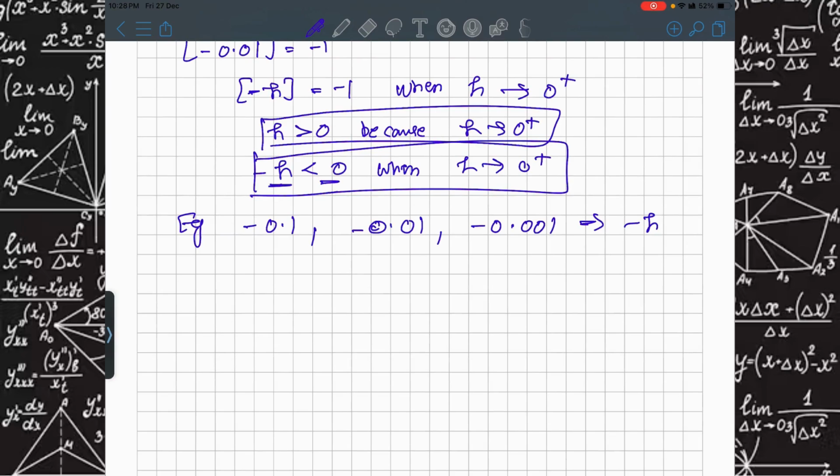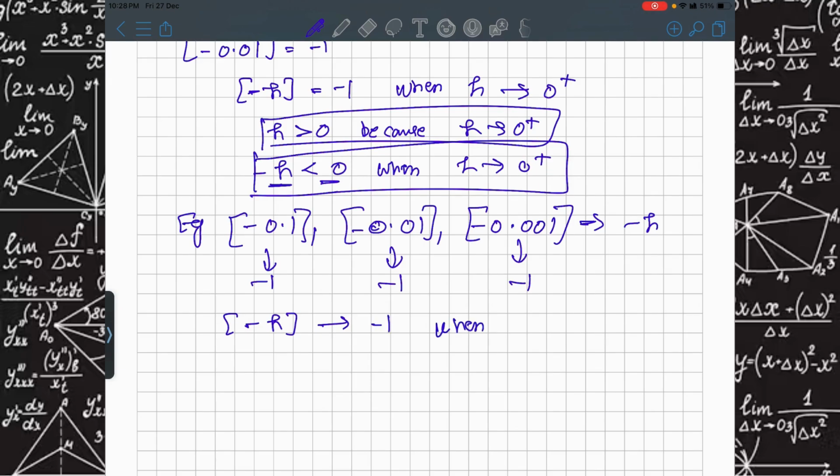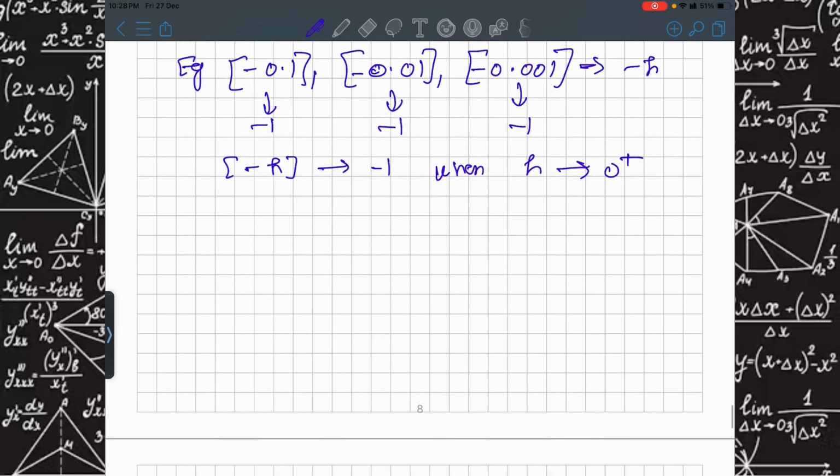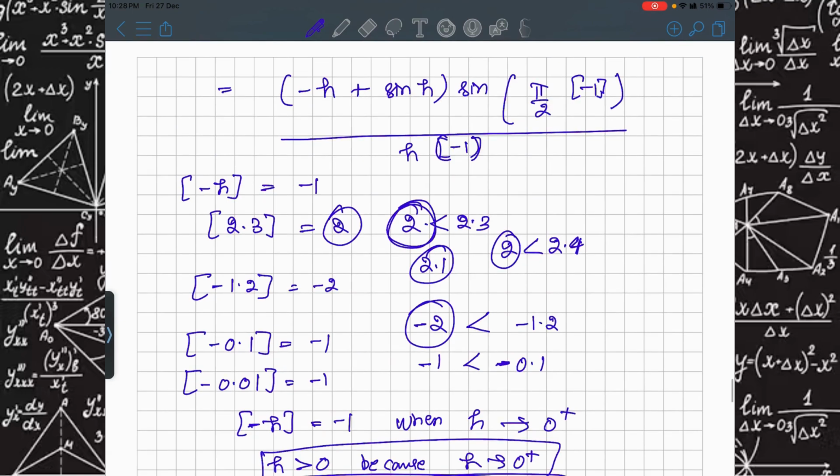So then what about the greatest integer of these, which is nothing but minus 1? For everything it's minus 1. Am I right? That's why I'm concluding that the greatest integer of minus h is minus 1 when h tends to 0 plus. That's how I conclude this. Are you getting the point? So those who don't know, I hope you understood this concept. With that we can solve this even more easily.